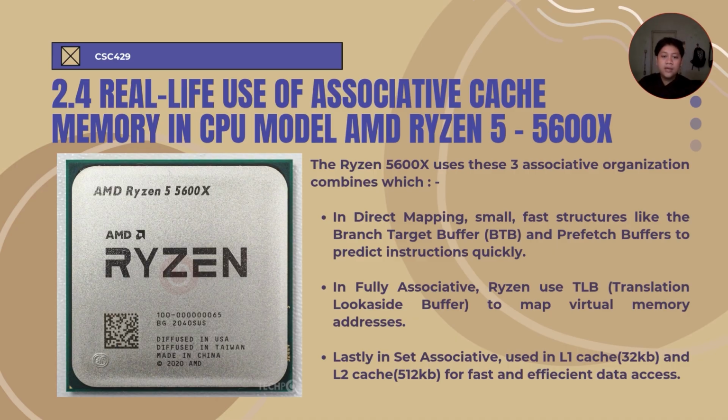So, in short, the AMD Ryzen 5 5600X achieved its speeds not just by raw power, but by intelligently using associative cache. It combines direct mapping for quick prediction, fully associative for rapid address lookups, and the last one, set associative, for efficient data access. So, this brilliant combination means your CPU gets the right data, right where it needs it, leading to a much faster and more responsive experience.